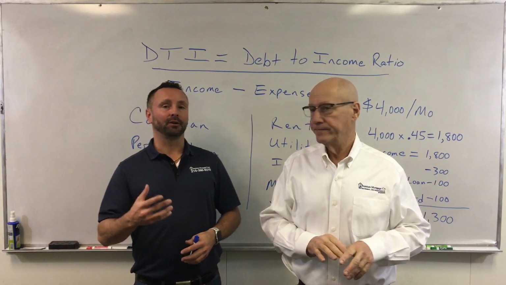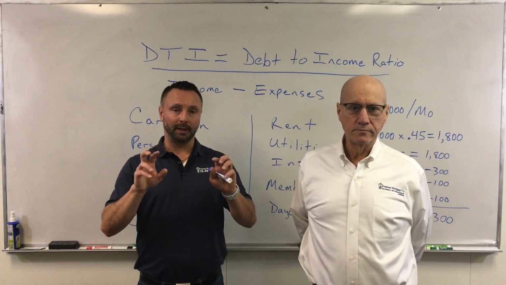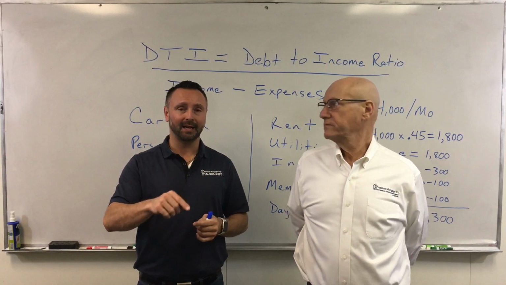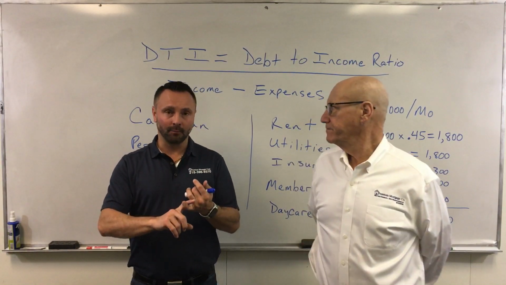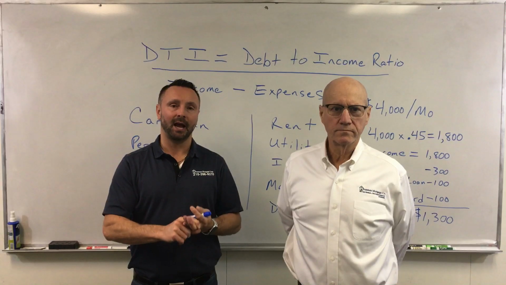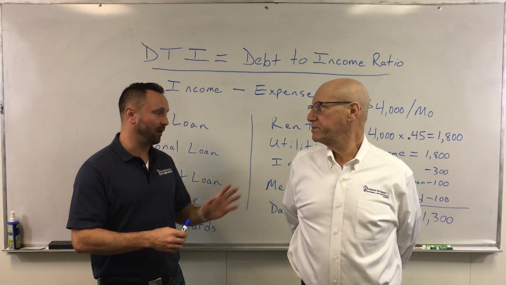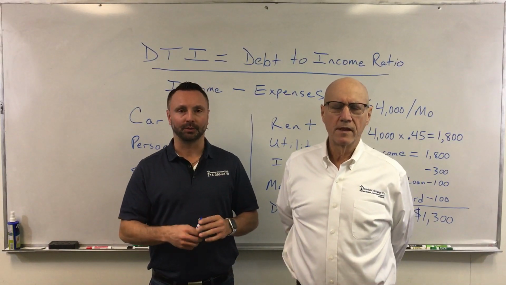Now, what we mean by a $1,300 payment is not just principal and interest, which you'll hear as PITI: principal, interest, taxes, and insurance. So when we calculate that payment, we're factoring in the mortgage itself, plus your homeowner's insurance, and plus your real estate taxes. So it's not just for the loan itself. Plus mortgage insurance. Yeah, and sometimes it's mortgage insurance if you don't put 20% down.